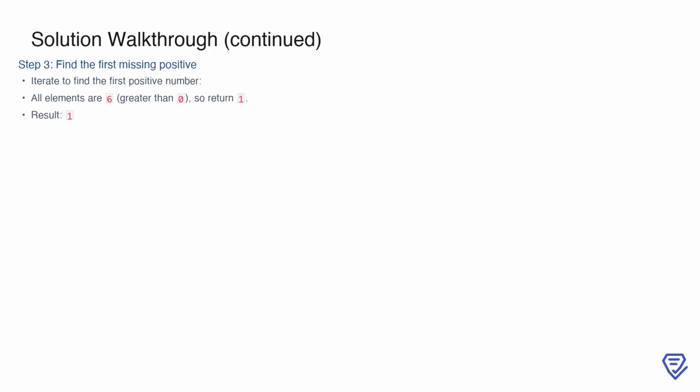Finally, we determine the first missing positive number for the input, 7, 8, 9, 11, 12. The array after replacement and marking is 6, 6, 6, 6, 6. Here, we iterate through the array to find the first positive number. However, all elements in the array are 6, which is greater than 0. This means that no indices were marked, indicating that the smallest missing positive number is 1. Therefore, the result for this example is 1. This demonstrates how the algorithm efficiently handles edge cases where valid numbers are absent from the input.